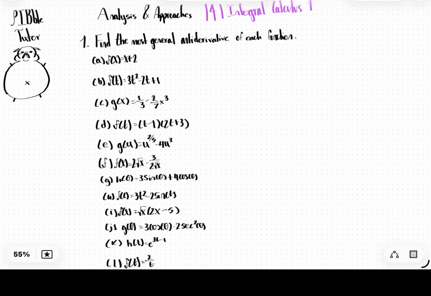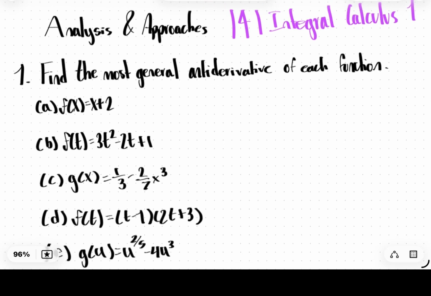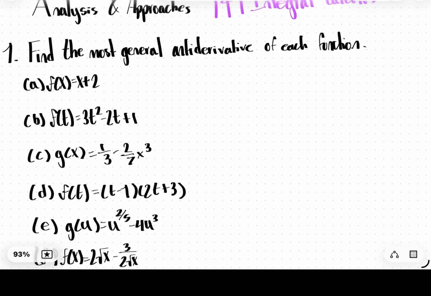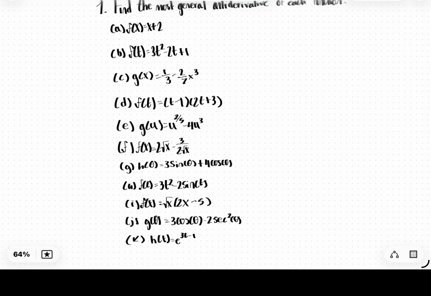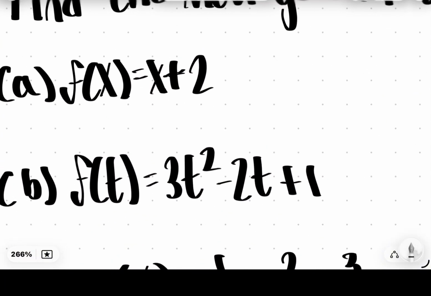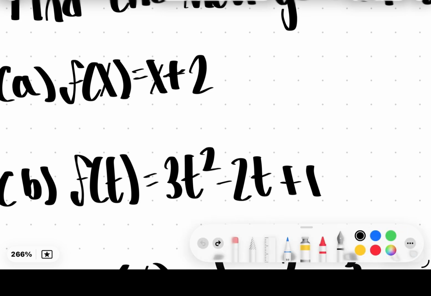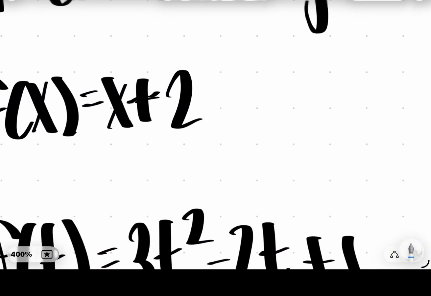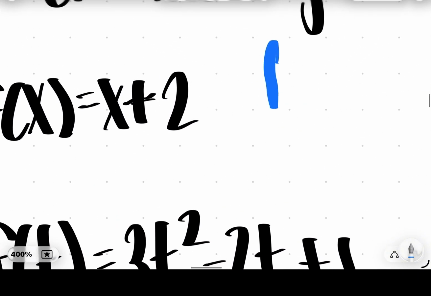I'm going to be working on Chapter 14, Integral Calculus 1, from IB Analysis and Approaches HL. For this question, we're supposed to find the most general antiderivative of each function. And there are a lot of parts. Starting with part A, I'll do this work in blue.